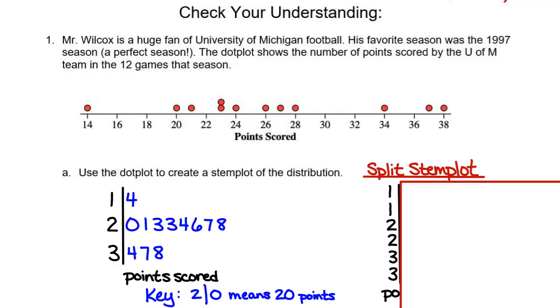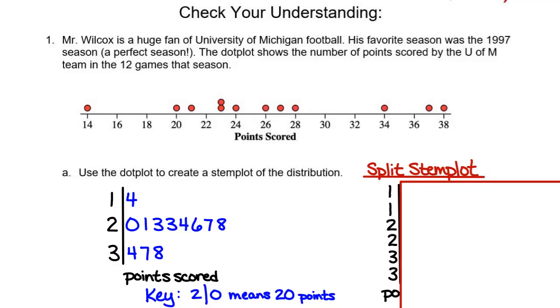Okay, so your first number on here was 14. So when I'm looking at that, that would go from 10 to 14. So you're going to put the 4 right here. For this next one, if you had any numbers that were 15 through 19, you would put them here. But we don't have anything 15 through 19, so you'll leave that blank then.